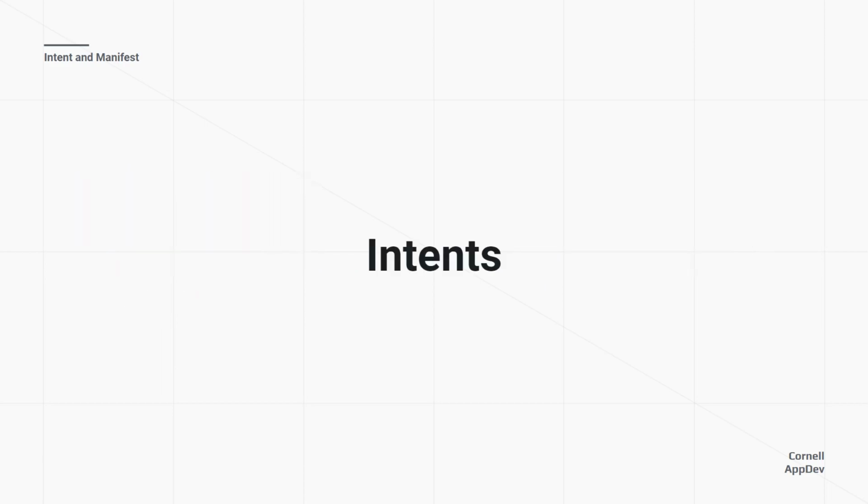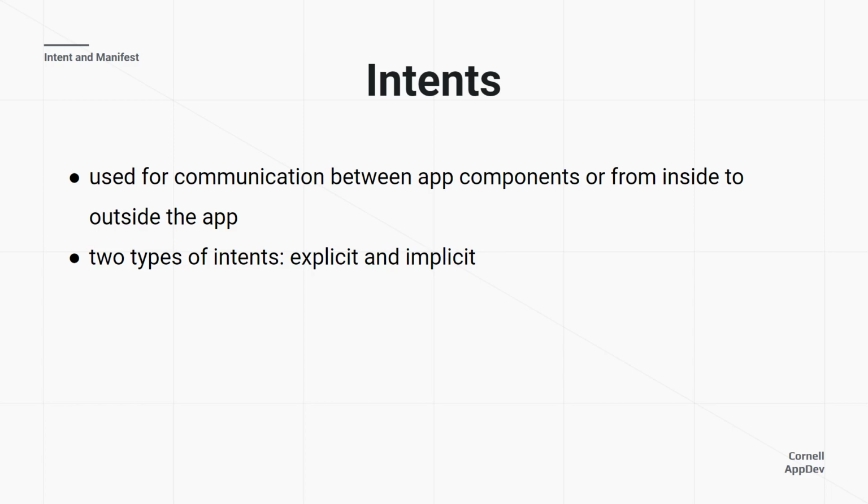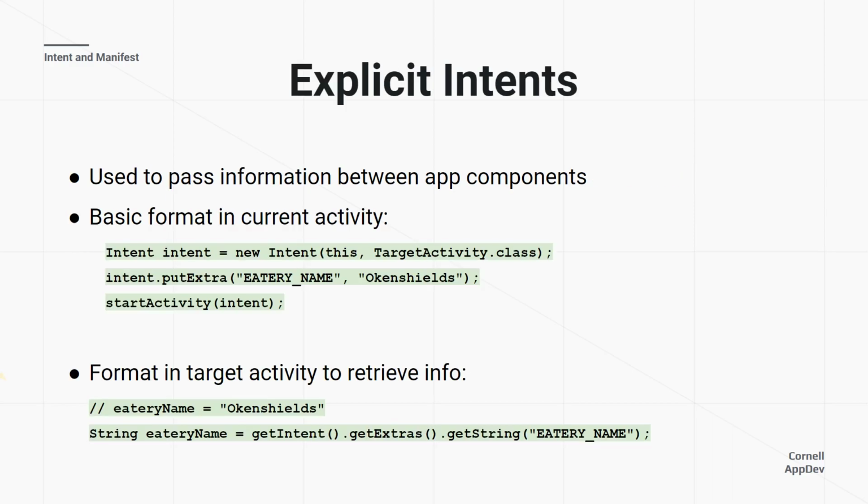And then now we'll go into intents. So this is the main way you can communicate with different app components inside your app or also just outside your app. There's two types, explicit and implicit. In terms of explicit intents, this is used when you want to communicate between different activities. The general setup is that you declare an intent, you make it, you say where your context is as your first parameter, then you say where your target activity is.